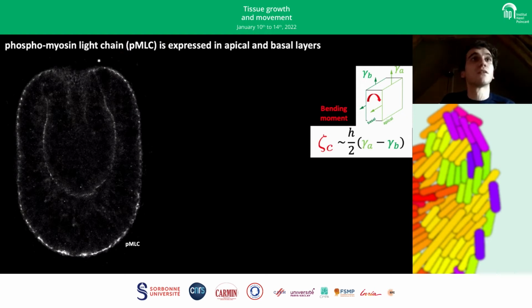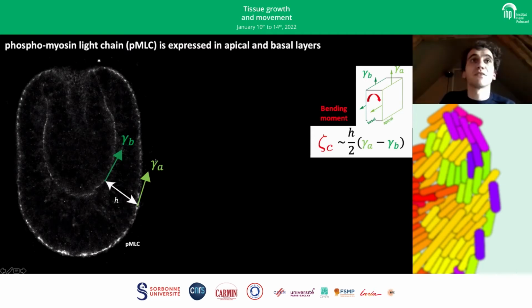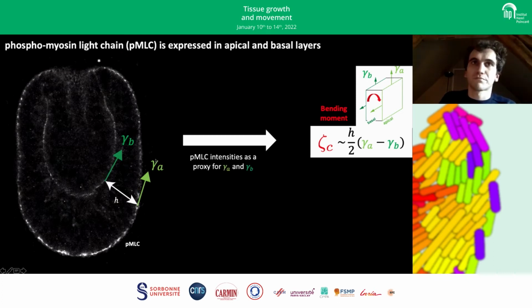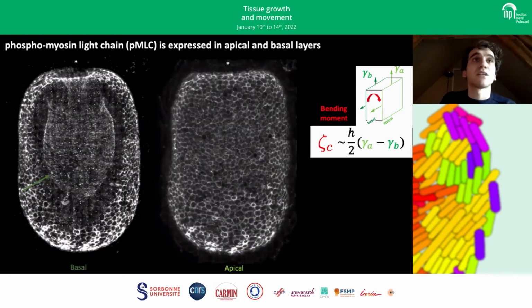So this is an illustration in Aptasia. You can see that phosphomyosin is expressed in both apical and basal layers. And in this case, the bending moment can be approximated just with this formula. This is a product of the thickness of the layer times the difference between apical and basal tensions. Here are just 3D views of the myosin immunochemistry, where you can see the basal side and the apical side.